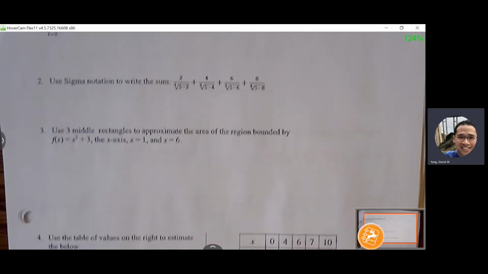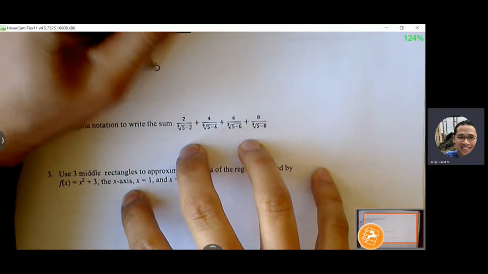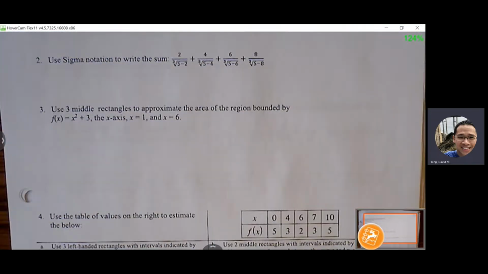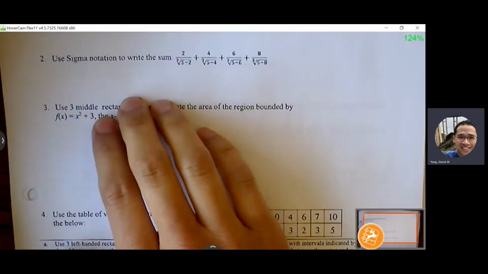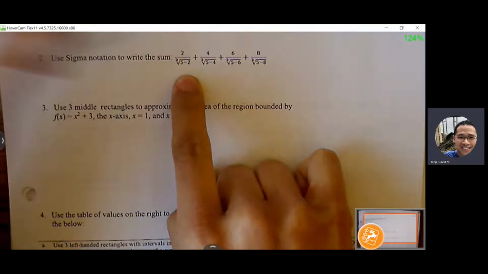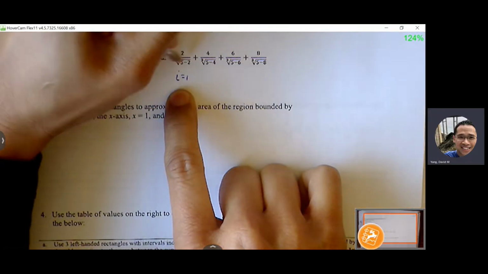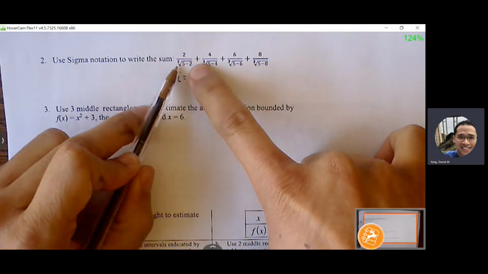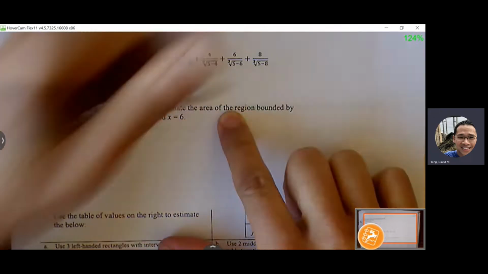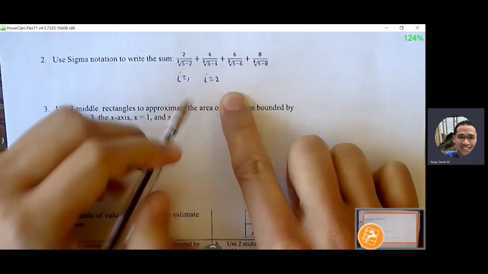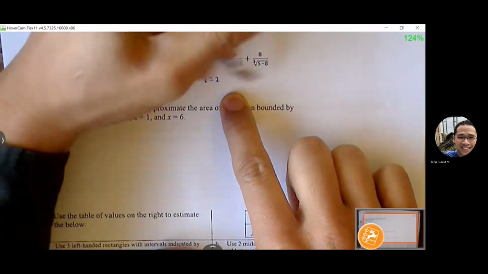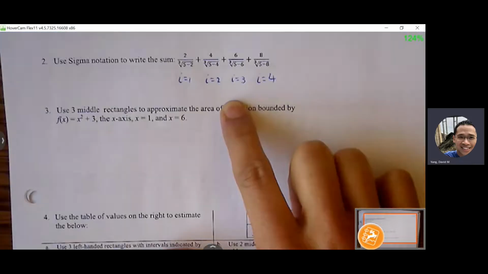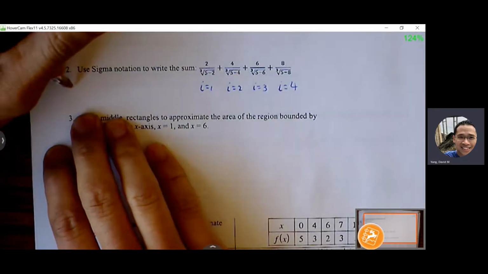So number 2, what we're doing here is working backwards. We're given something that is representing the sum, but we want to put it back into sigma notation. We want to be able to enter i equals 1 into an expression to get this representation. We need to plug 2 in for i into some expression to get this value, and then i equals 3 to get this value, and i equals 4 to get that last value. Okay, so let's just build it piece by piece here.